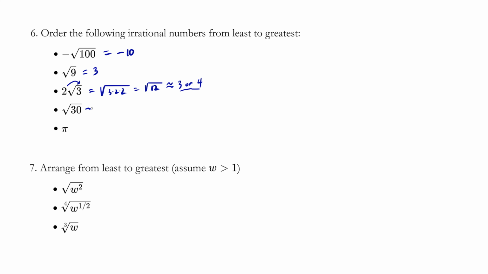5 times 5, so this is approximately 5 or 6. 5 times 5 is 25, too low. 6 times 6 is 36, too high. So you can see right away it's between 5 and 6. And of course, we have pi, which is approximately 3.14.